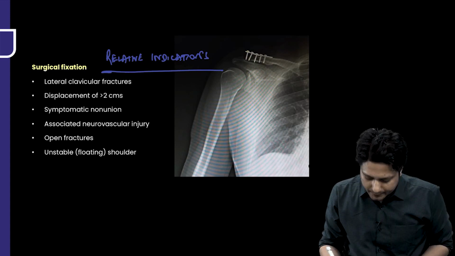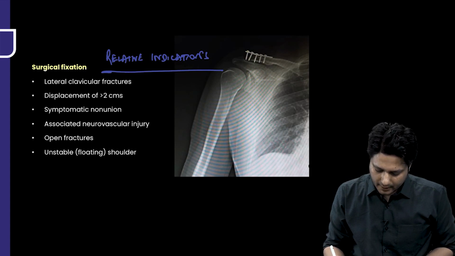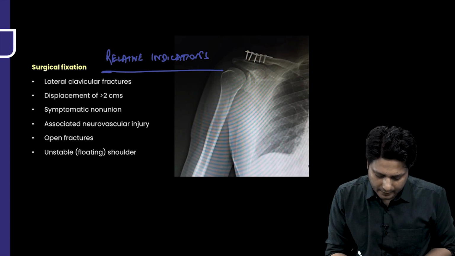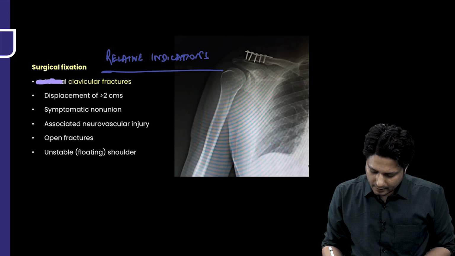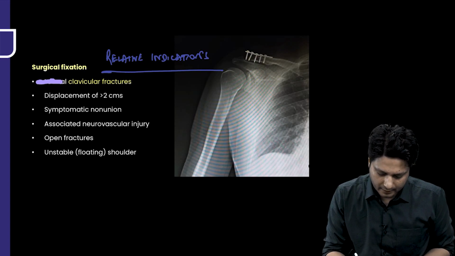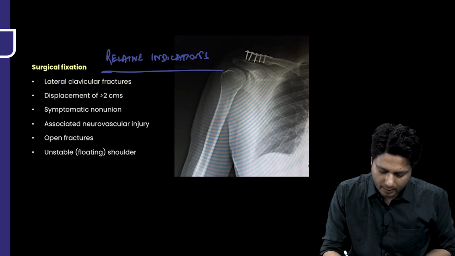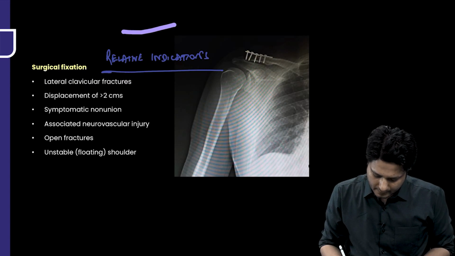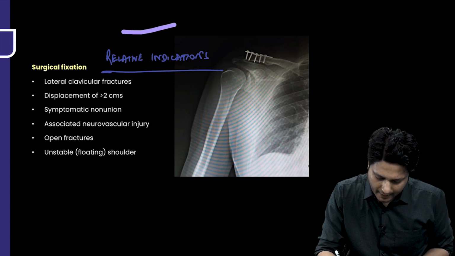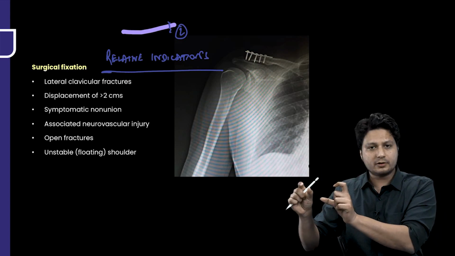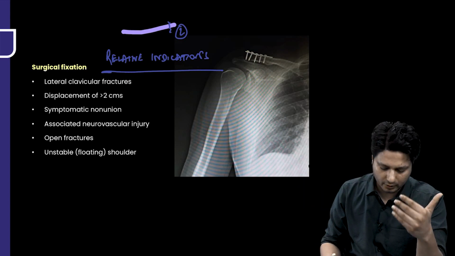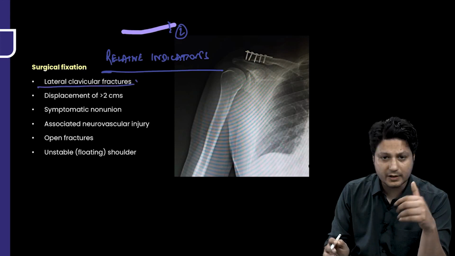So what is the first indication? Obviously we are talking about lateral clavicular fractures. Now what do you mean by the term lateral clavicular? Imagine this is the clavicle bone, and if we are having the fracture at the lateral end, now it renders the shoulder joint unstable. Alright, so a fracture at the lateral end of the clavicle is one such indication.